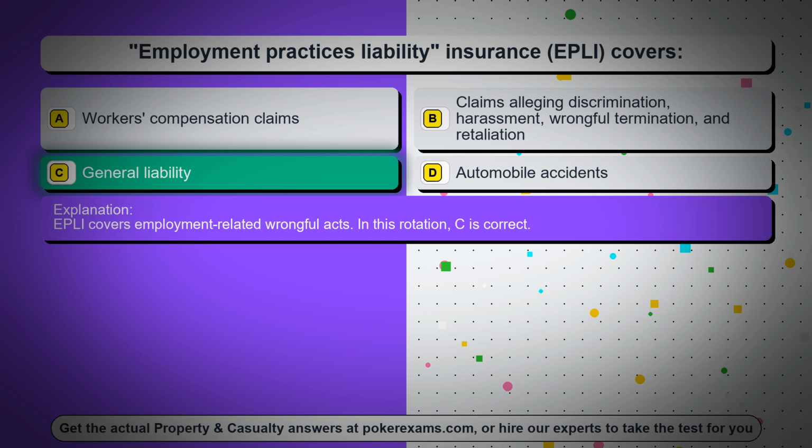EPLI covers employment-related wrongful acts. In this rotation, C is correct.